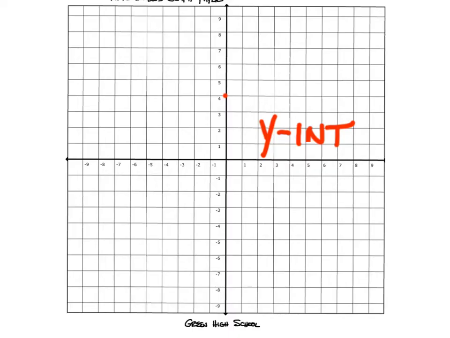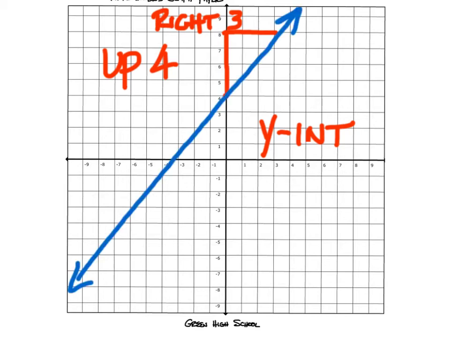So on the graph, there's the y-intercept 4, and the slope was 4 over 3. So you would go up 4 and to the right 3. Never go to the left. Always go to the right. And then connect up the dots, and that's your line.